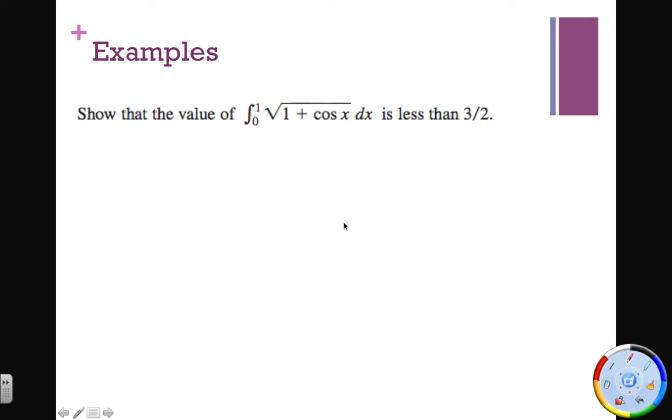Another quick question here. Maybe not quick, who knows. Show that the value of this integral is less than 3/2. And this is going to go to our min-max inequality. So what I first want to do is figure out what's the maximum value of this function that's going to happen between 0 and 1. So I need to figure out, for this function, square root of 1 plus cosine x dx, where is the maximum value going to occur? Because I want to show that this value is less than 3/2.